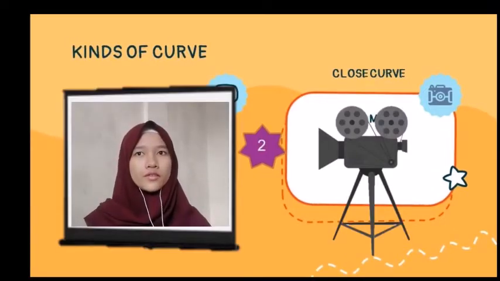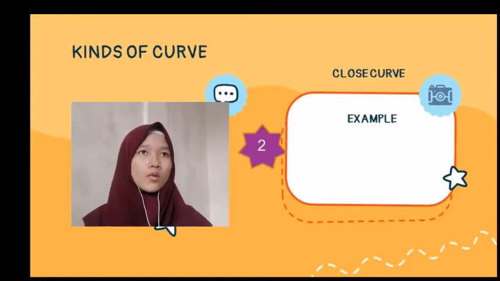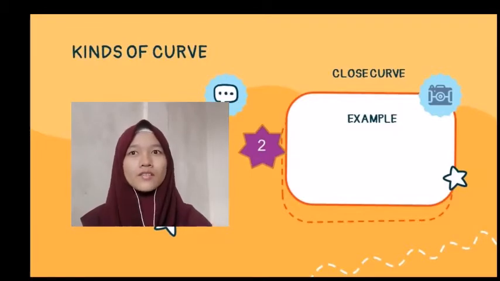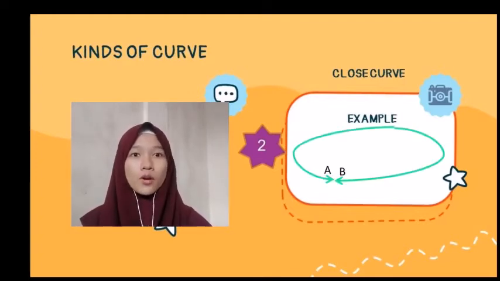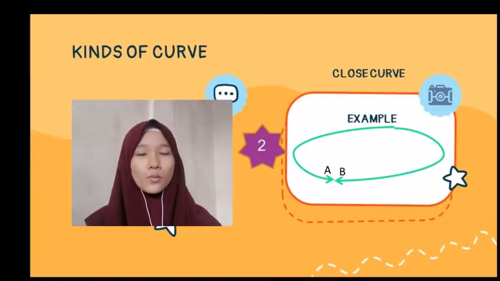Okay, we continue with the second kind of curve. The second is closed curve. We call a shape a closed curve if the first point meets the last point. In the picture, we can see that point A as the first point meets point B as the last point. So point A until point B create an area, a particular area, as a closed curve.